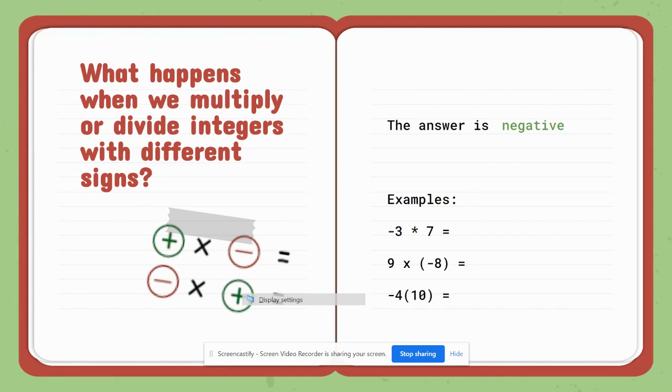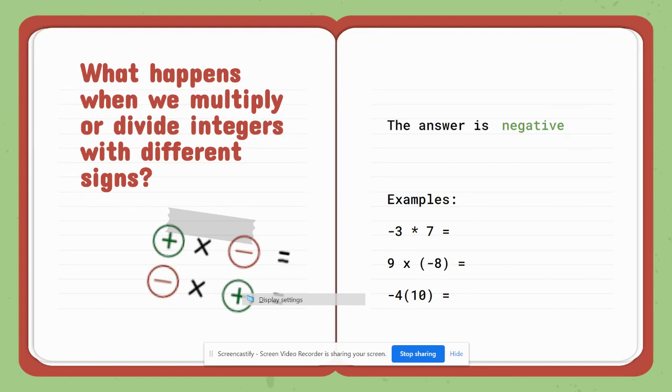So if you have a positive number divided by a positive or a negative divided by a negative, your answer is still going to be positive. And same here, if you have a positive number divided by a negative number, or a negative number divided by a positive number, your answer is always going to be negative.